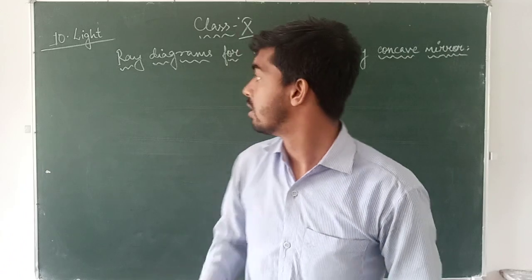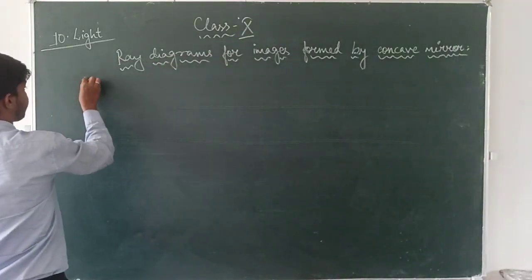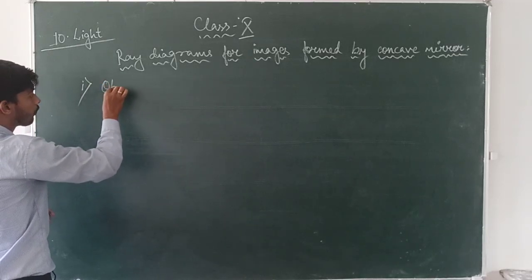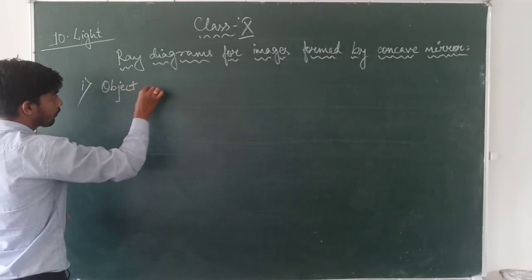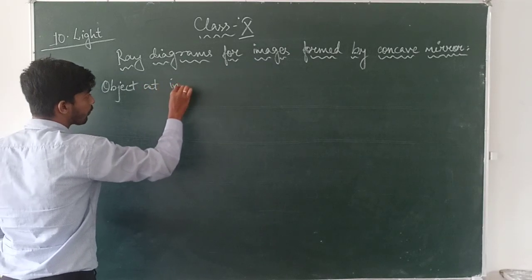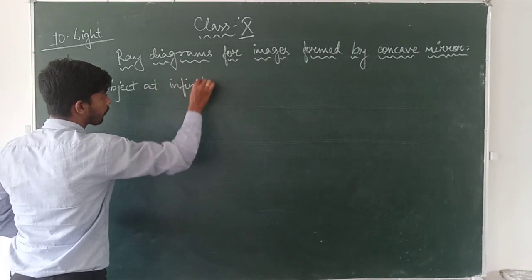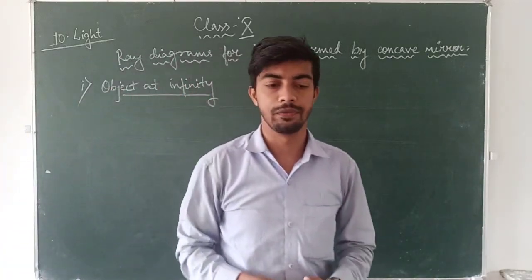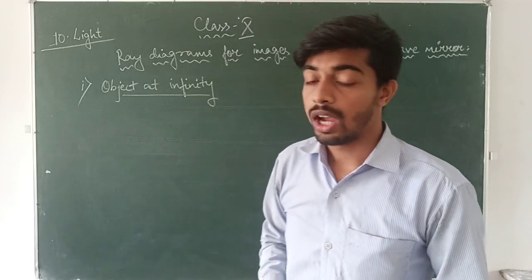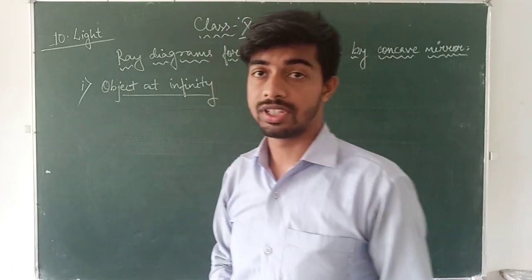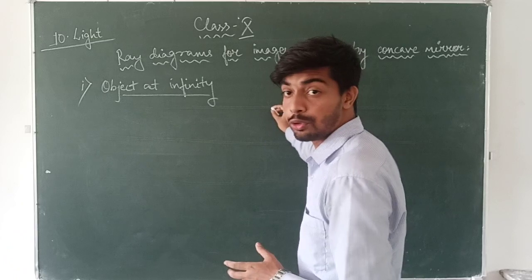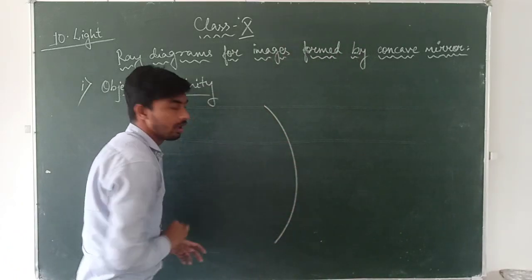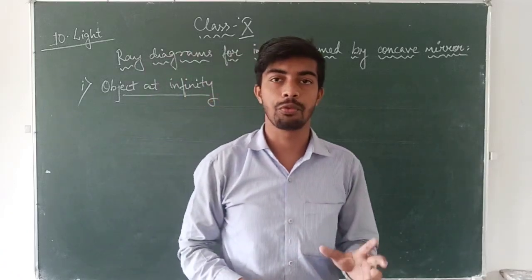So first of all, the first position is the object at infinity. While drawing the diagram, the first thing we have to consider is that we have to draw the curve of the mirror, and we have to shade the required part.